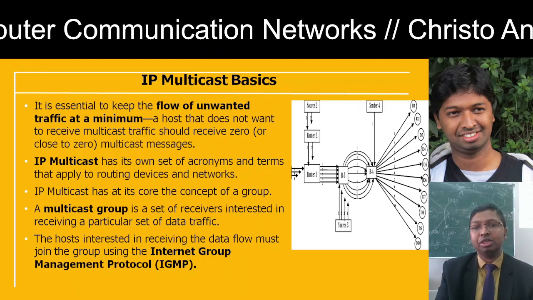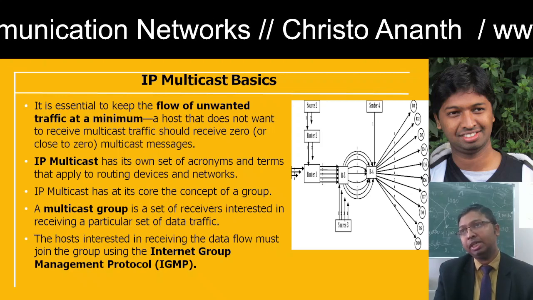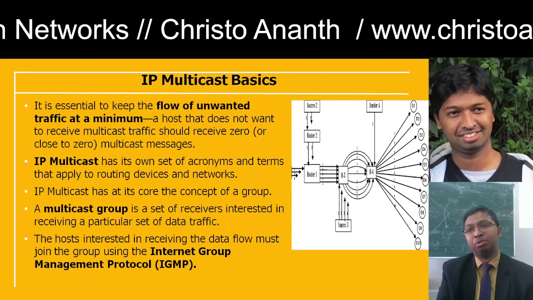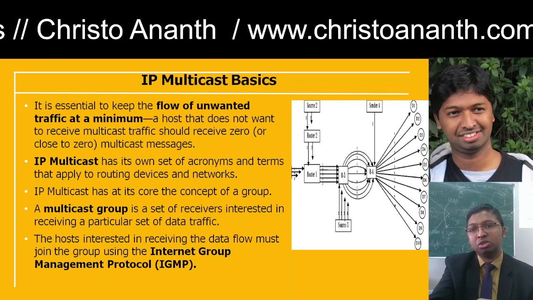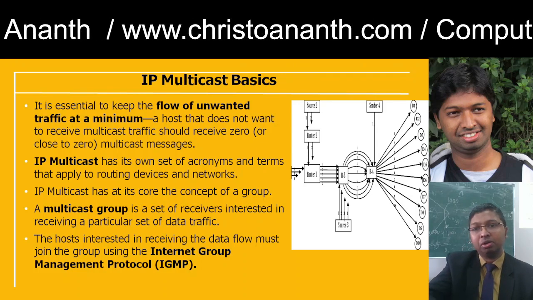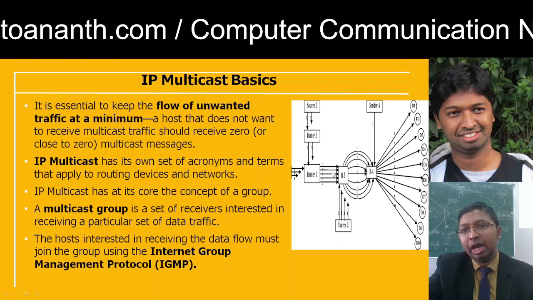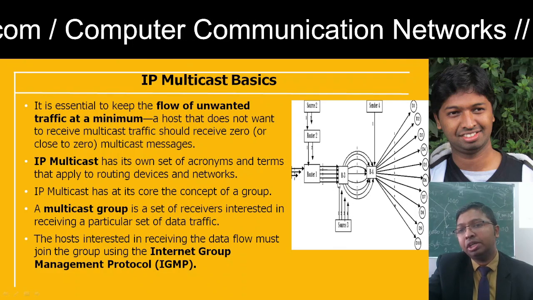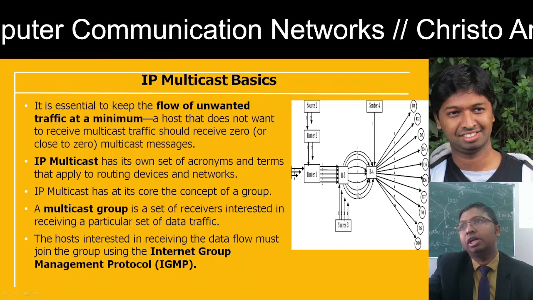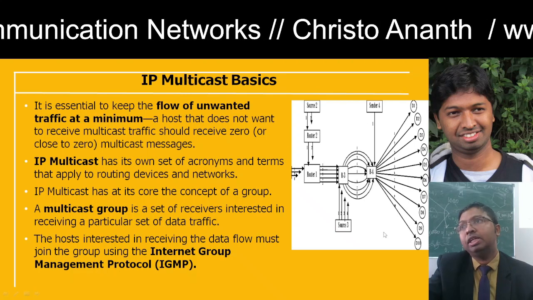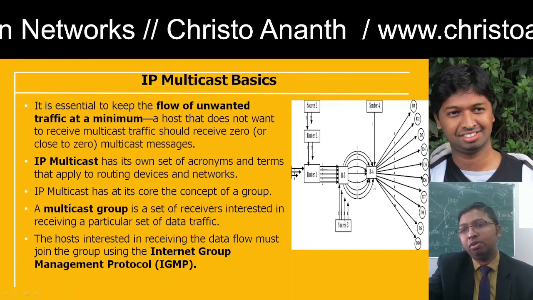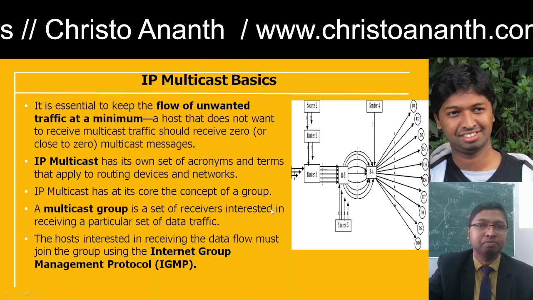Here it should be joining IGMP, Internet Group Management Protocol. For example, there is a source, router 1, router 2, source 2, source 3, and in turn it will be going to receiver 3 and receiver 4, across the different destinations D1, D2, D3, D4 up to D10.